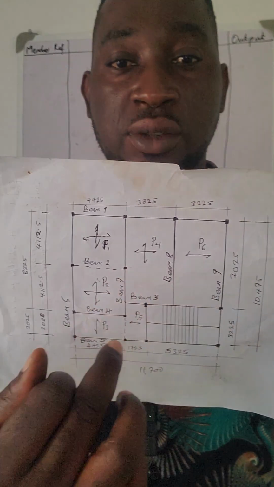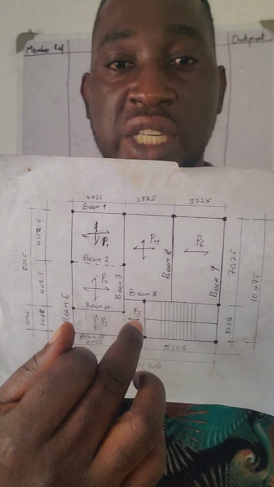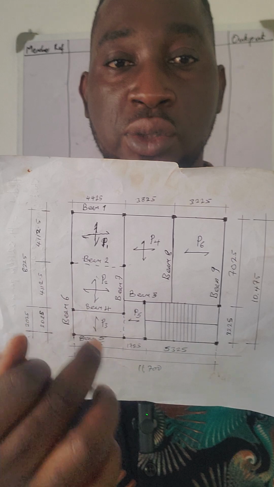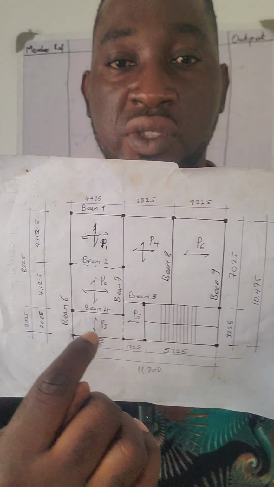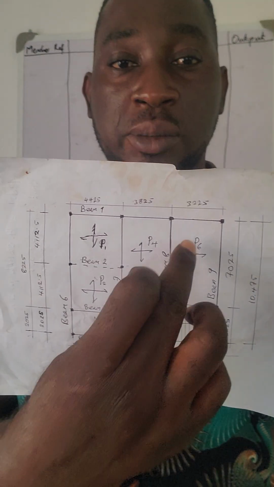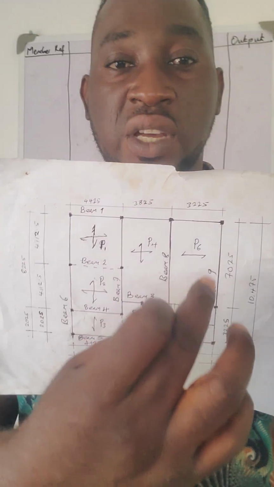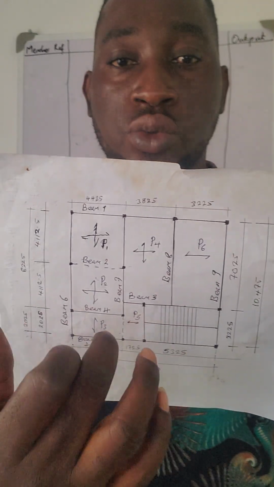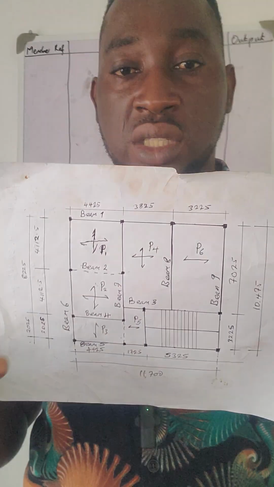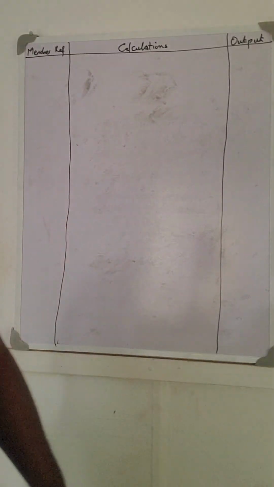So the designs are going to be similar. The UDL here, the same UDL here, the same UDL here. So the difference is just the span. All right, check the span, they are different. So I'm going to use this one to cater for this and this. So whatever output we get from here, we use it to reinforce these two slabs. Okay, so now let's proceed.